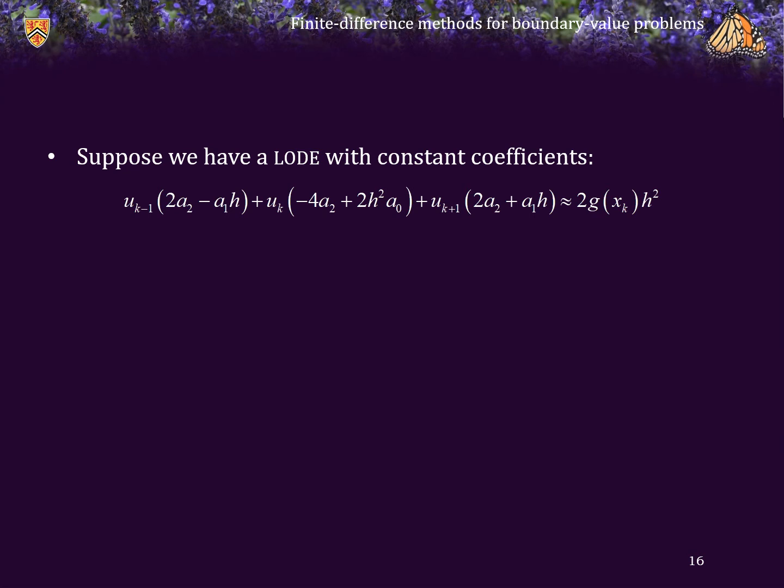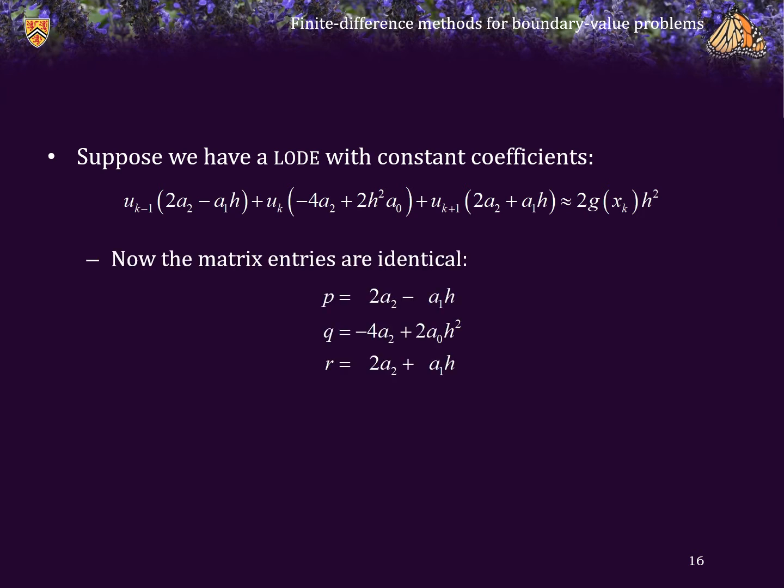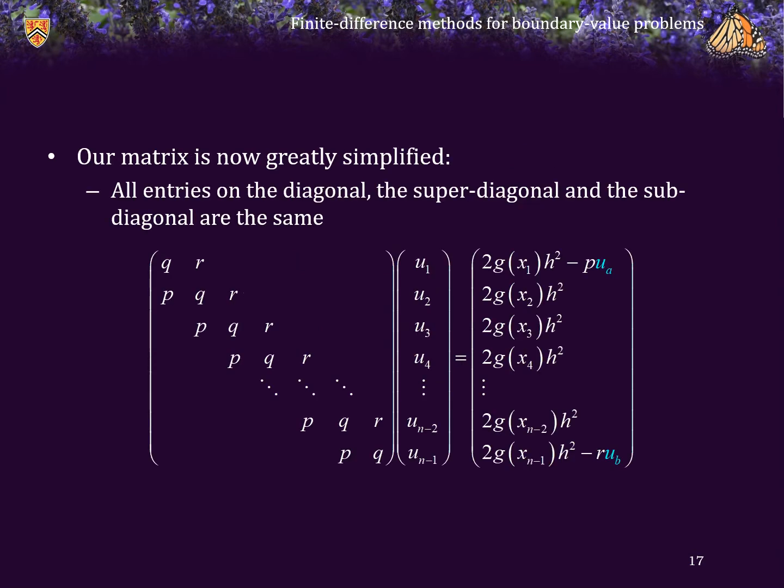Now suppose we have a linear ODE with constant coefficients. In this case, a2, a1, and a0 are constant and not dependent on x. Consequently, the matrix entries are always identical regardless of which row we are on. P, Q, and R are unchanged throughout the matrix. Thus, our matrix becomes greatly simplified. All the entries on the diagonal are the same, and all the entries on the superdiagonal and on the subdiagonal are equal.